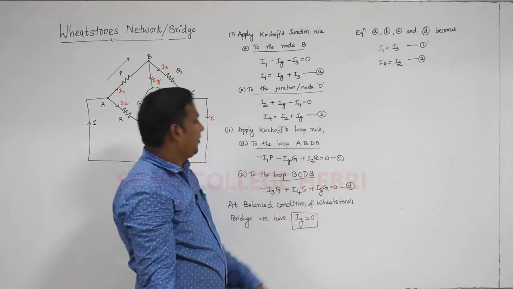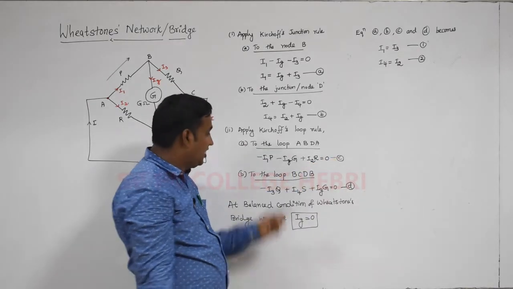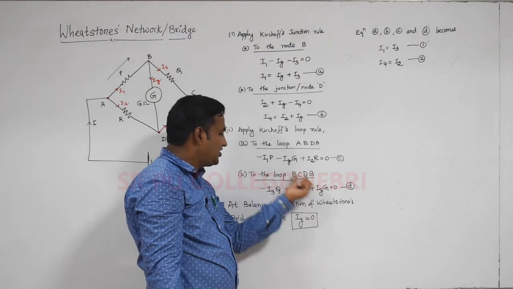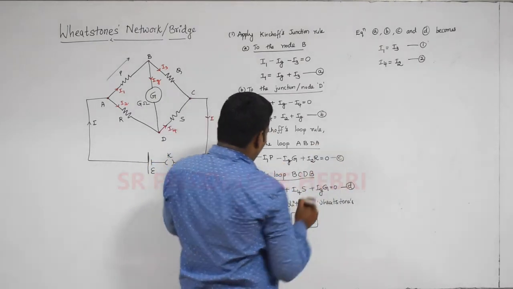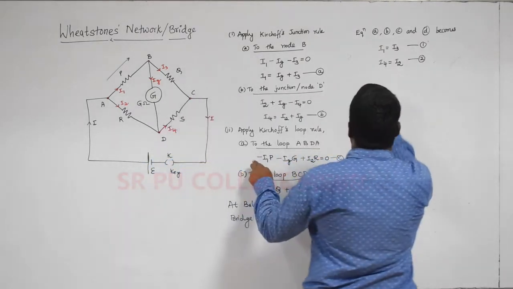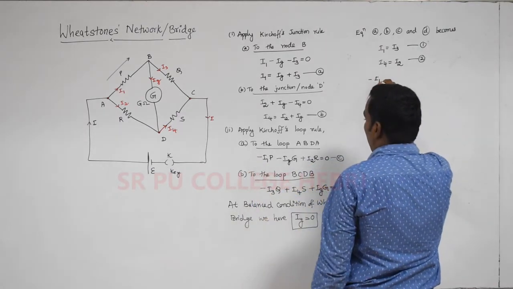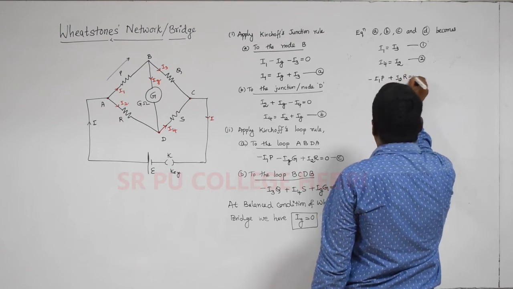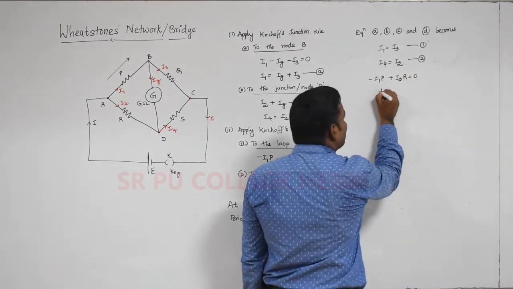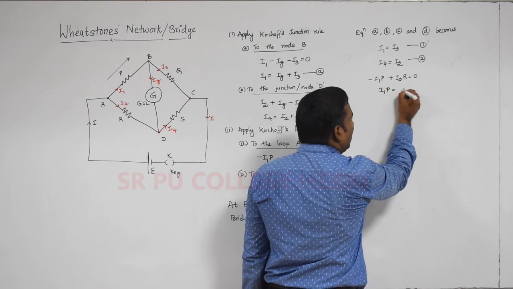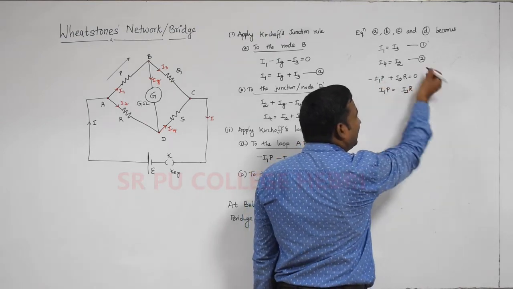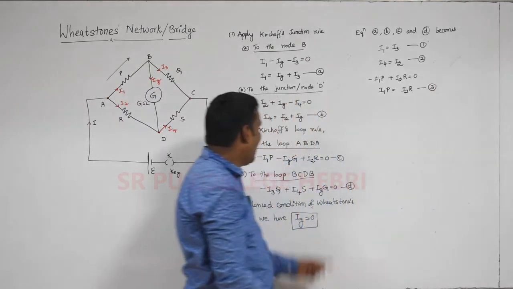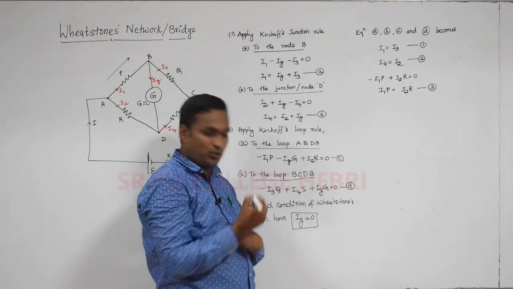And the next continuation is equations C and D. In C and D, we have to take Ig equal to 0. In equation C, minus I1P plus I2R is equal to 0. That becomes I1P is equal to I2R. After rearranging the equation, I got I1P equal to I2R by substituting the value Ig equal to 0.